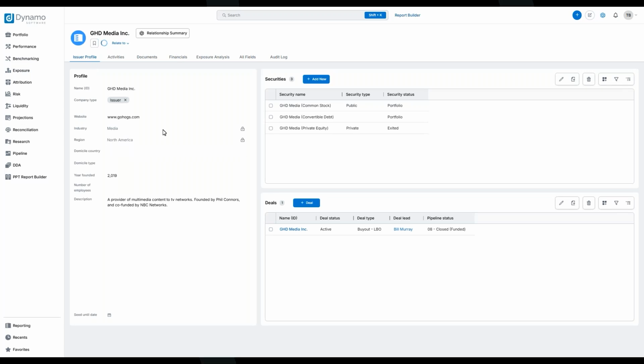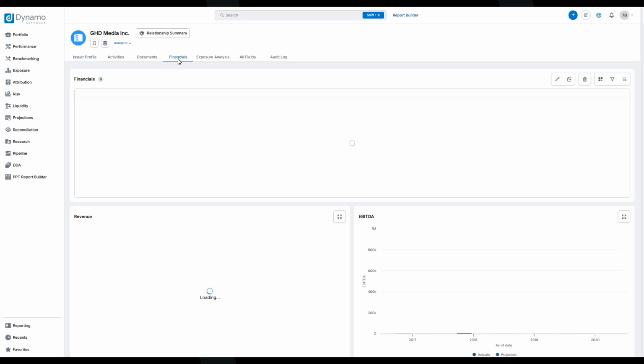where I first come to the profile. I've got all kinds of information about the issuer. I can see that they actually have issued 3 different securities, which I'll come back to in a second, and we'll drill down to the individual security. But while we're here, there's a couple things I can see.